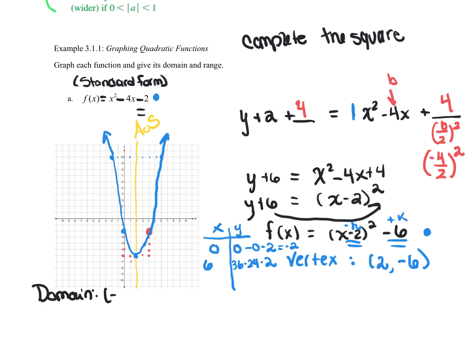This says give my domain and range. My domain is negative infinity to infinity. This parabola moves side to side forever. My range, this parabola opens up. So you go from your vertex, that bottom dot, and all the way up. So my vertex is that bottom dot right here at -6. So I go from -6 and up forever. So there's my domain and range.